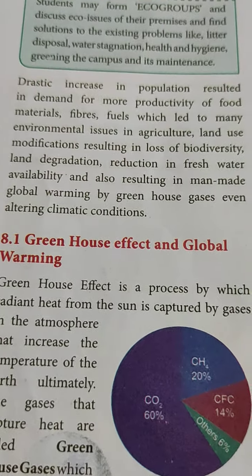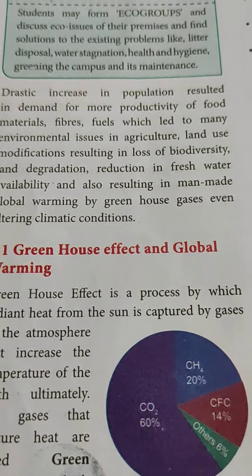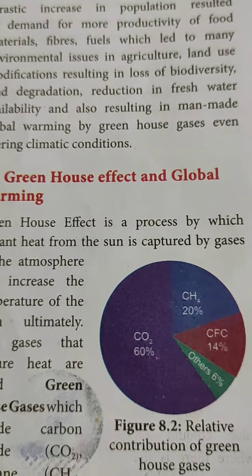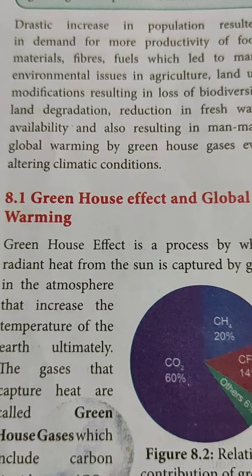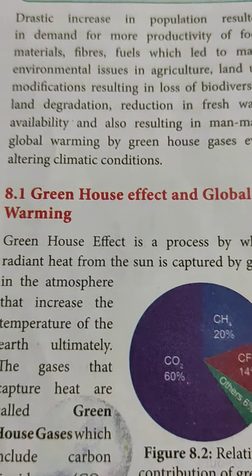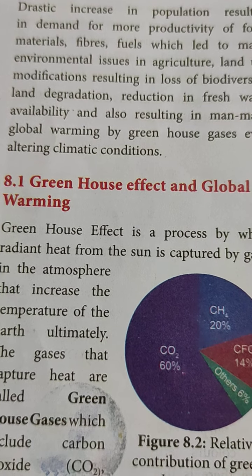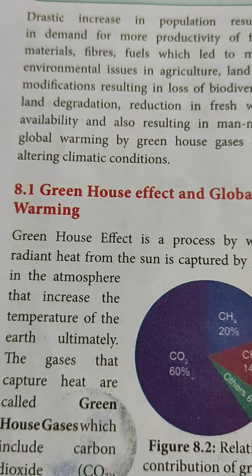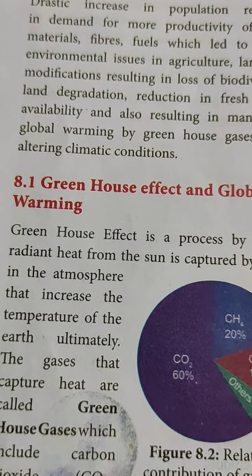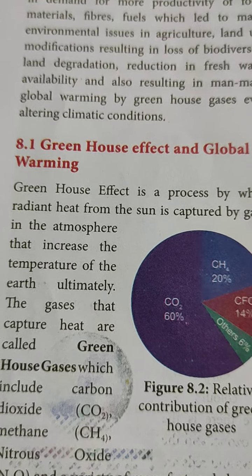First one is called the greenhouse effect and global warming. Greenhouse effect is a process by which the radiant heat from the sun is captured by the gases which are produced by human activities. The radiant heat from the sun is captured by the gases in the atmosphere that increase the temperature of the earth. The gases that capture heat are called the greenhouse gases.